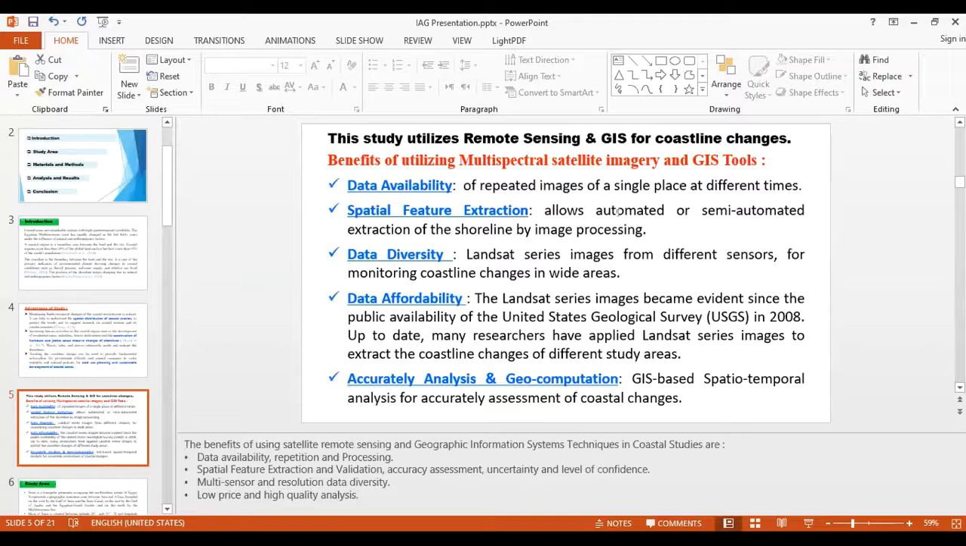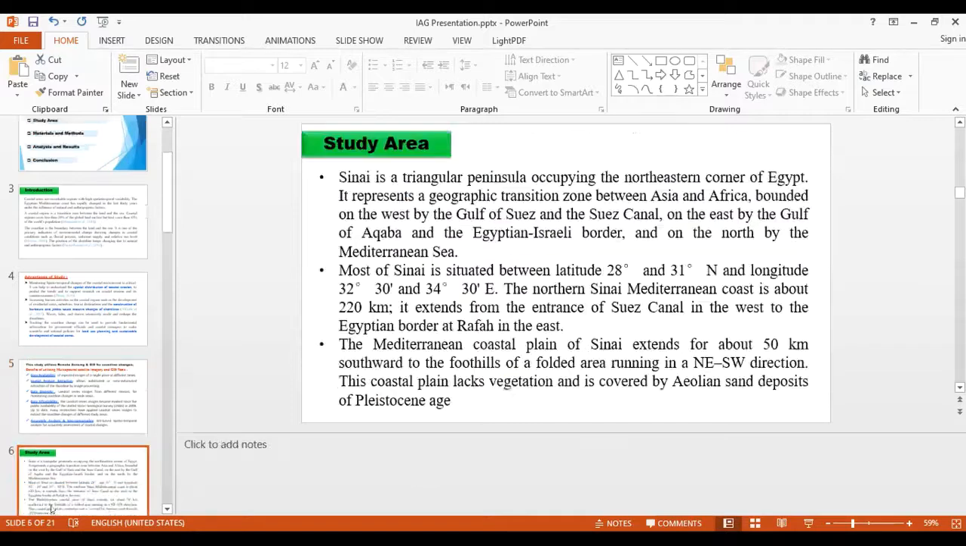There are many benefits of using satellite remote sensing and GIS techniques in coastal morphodynamic studies. For example, data availability, repetition and processing, spatial feature extraction, validation, accuracy assessment, uncertainty and level of confidence. Using multi-sensor and multi-source data, multi-resolution data, and multi-accuracy data, meaning data diversity. The affordability of data, like low price and high quality analyses.